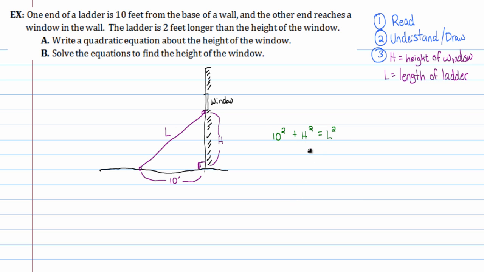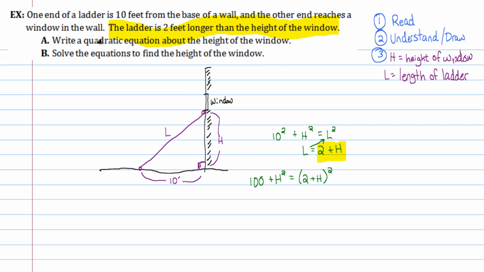And of course I have one equation and two unknowns, so I need another equation, and that will come from this second sentence here. The ladder is 2 feet longer than the height of the window. So in other words, L is 2 feet more than the height of the window. Wherever I see an L in this previous equation, I'm going to replace it with 2 plus h. So I get 100 plus h squared will equal 2 plus h being squared. That's a quadratic equation about the height of the window.